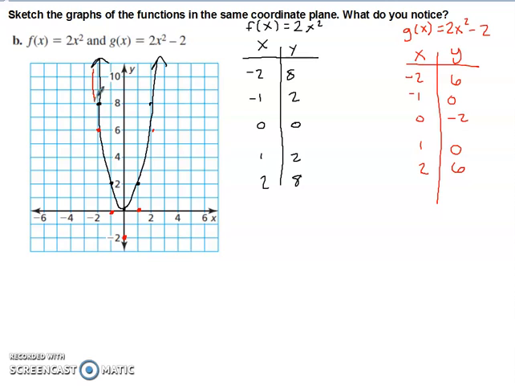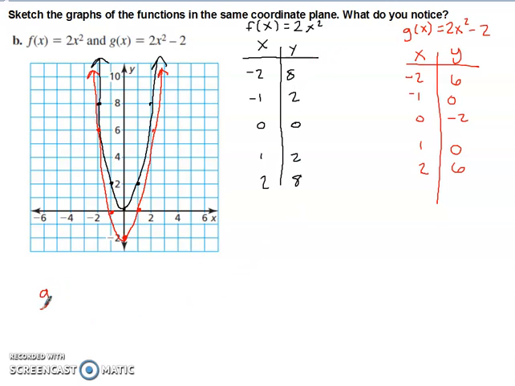So my graph is going to look more or less, let me try that again, like this. So what we can see is that if we compare all of the y values, all of our y values simply got shifted down 2 units. Down 2 from 8 to 6, down 2 from 2 to 0, down 2 from 0 to negative 2, and same thing on that right-hand side.